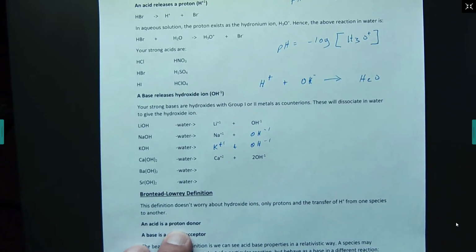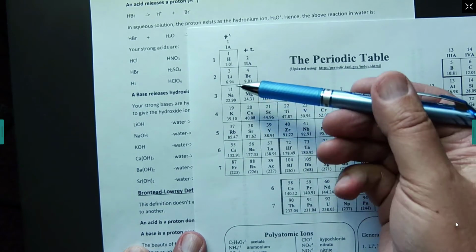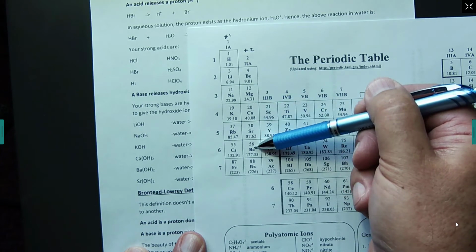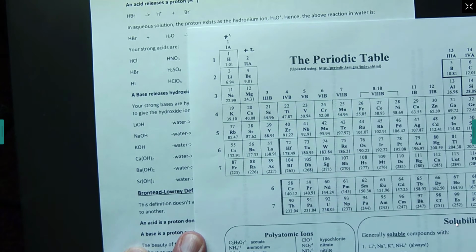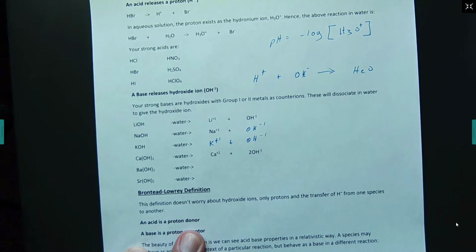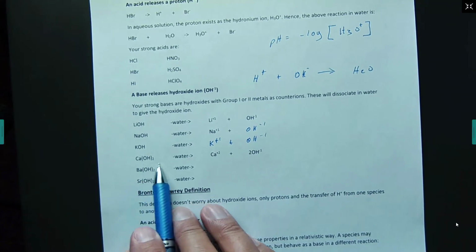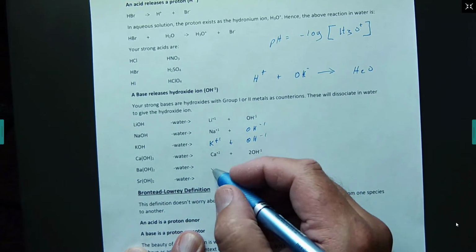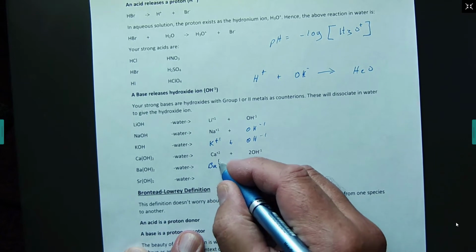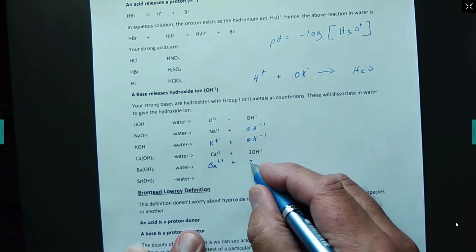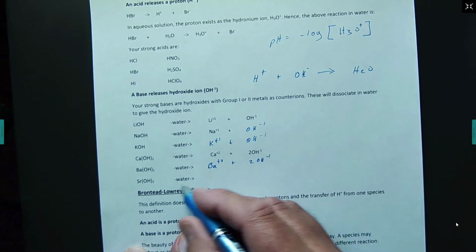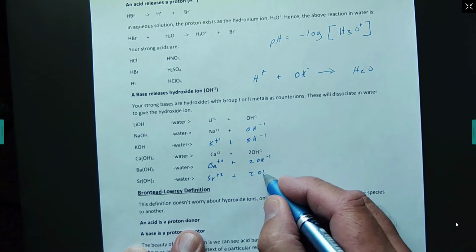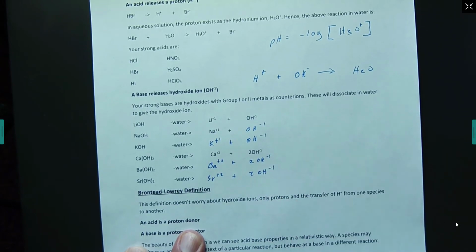So I was just going down the lithium, sodium, potassium. Now, the second column here, your calcium, strontium, barium hydroxide. You get 2 hydroxides per molecule. So calcium hydroxide dissolves in water, calcium ion, and 2 hydroxides. Barium hydroxide gives you the barium plus 2, and of course 2 hydroxide. Strontium, same thing. So those are your nice, strong bases.